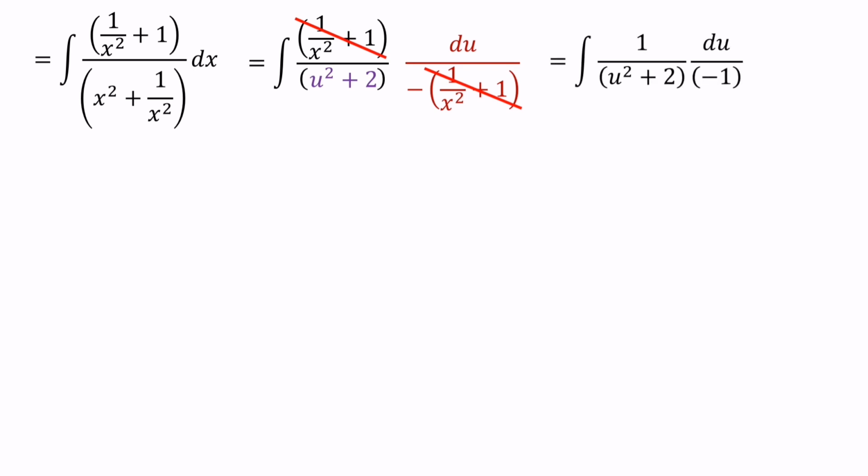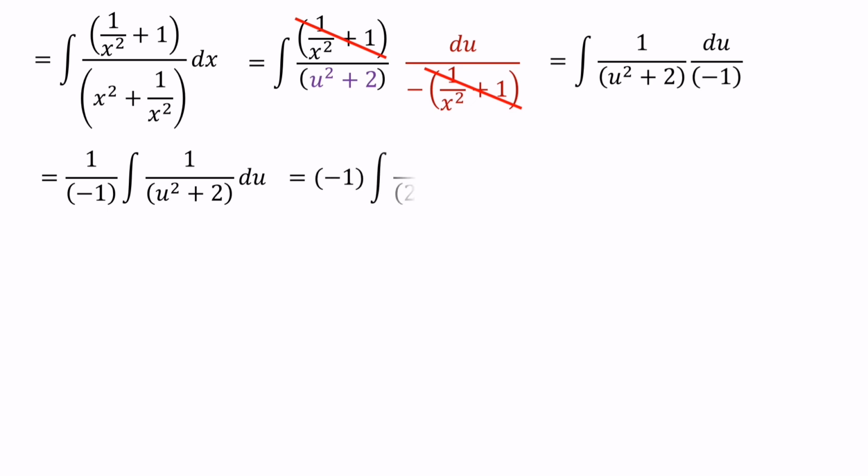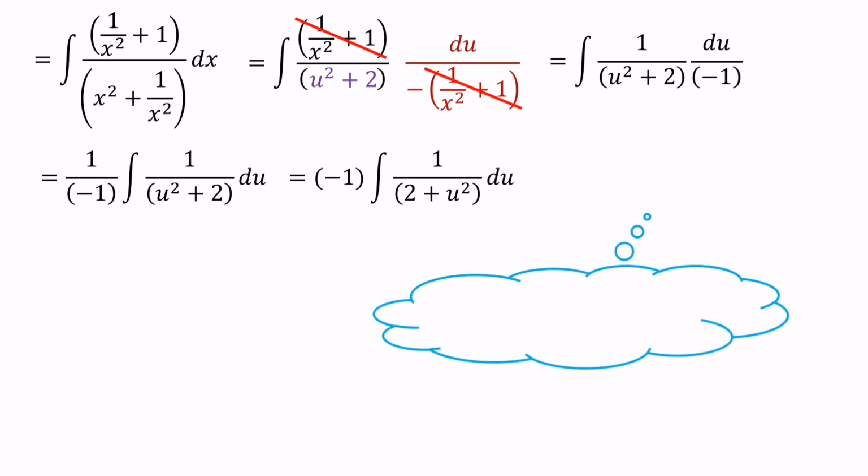The denominator value minus 1 is a constant, so we can bring 1 over minus 1 outside of the integral. Then we can write minus 1 integral 1 over 2 plus u squared du. We know integral 1 over d squared plus (ax plus b) perfect squared is equal to tan inverse of (ax plus b) over d, divided by a into d.